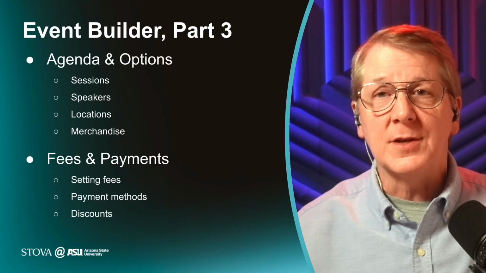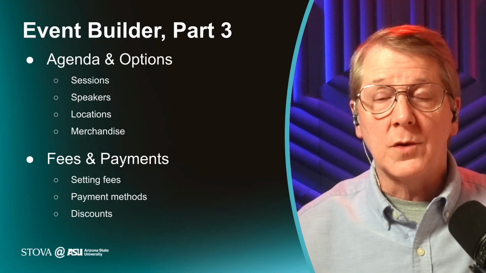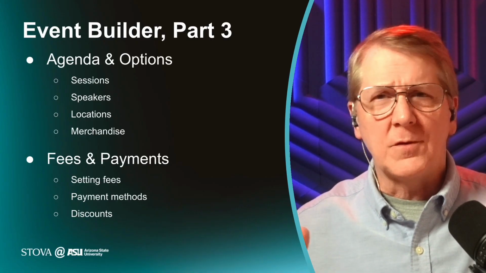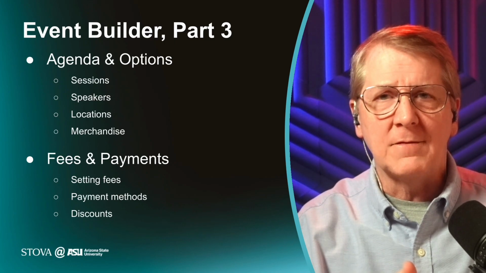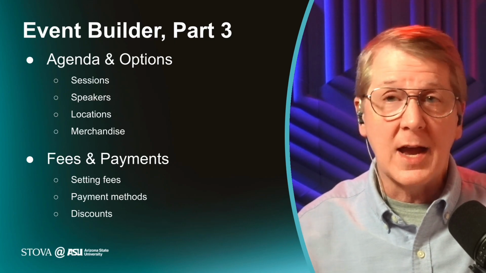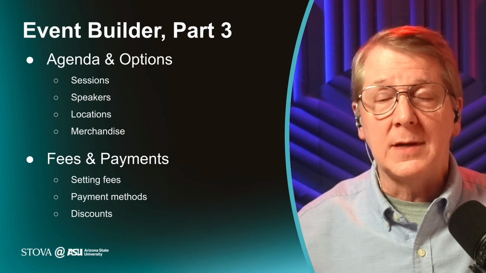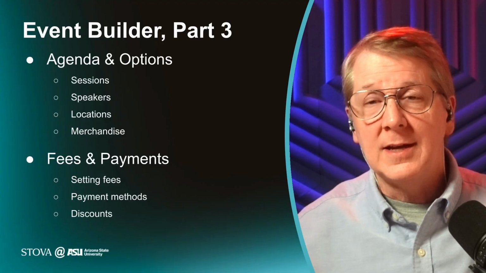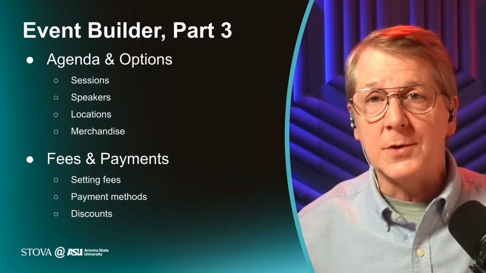And also the option of selling merchandise or other options that you can't ask them in the attendee info question. They're not a session question. How do you ask them? That might be done on the options of merchandise tab of agenda and options.